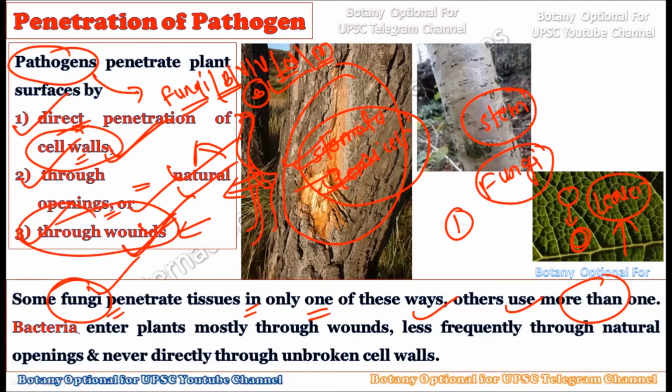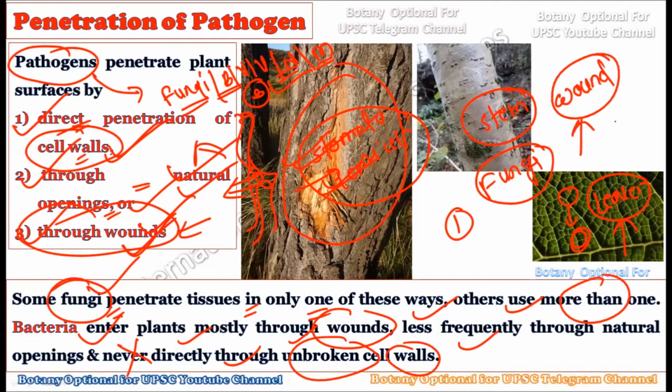Now the bacteria can enter within the plant body mostly through wounds and less frequently through natural openings, while never directly through the unbroken cell walls. Here is one thing you have to remember, it's very important from the answer writing point of view: when bacteria want to enter within the plant body, the majority of the time they are going to take the injury way, or the wound way. If the plant is wounded, this is the real way for bacteria to enter the plant body, while sometimes they can also prefer natural openings like the stomata or the lenticels, but they never break open the cell wall.